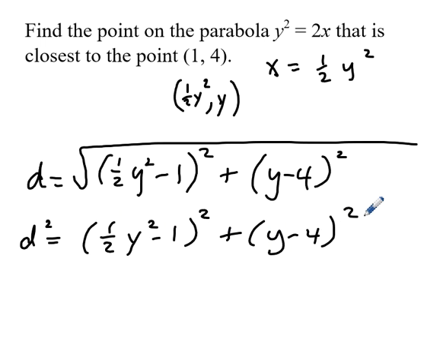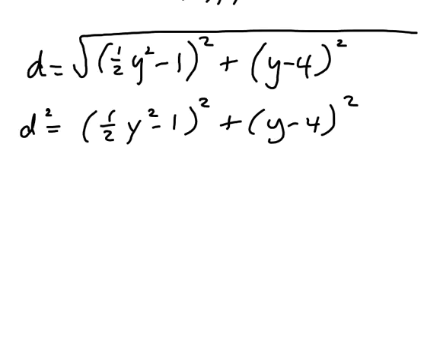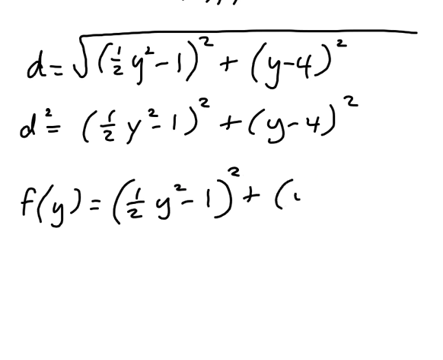Now, if I'm trying to minimize the distance, the minimum of the distance squared will also have the same value as the minimum of d. Because think about the smallest number in d. When you square that, it'll still be the smallest number in that set of squares. So, kind of a tricky thing. So now I'm going to rewrite this as f of y for a moment. And now I'm going to take the derivative of this.